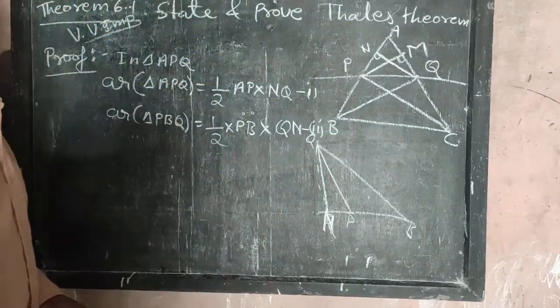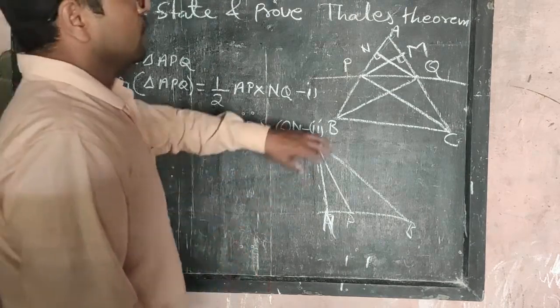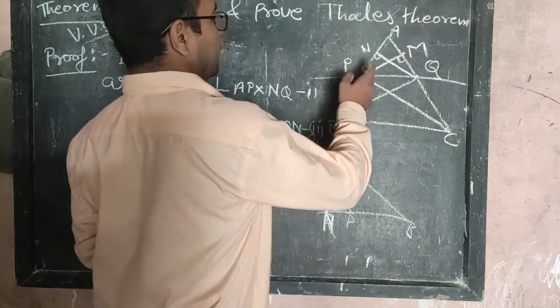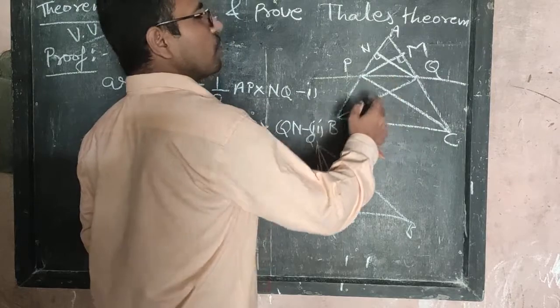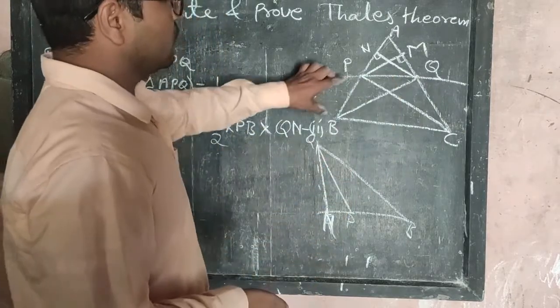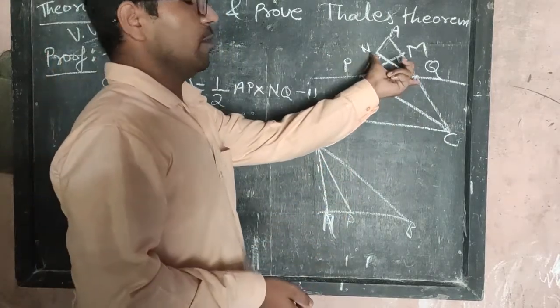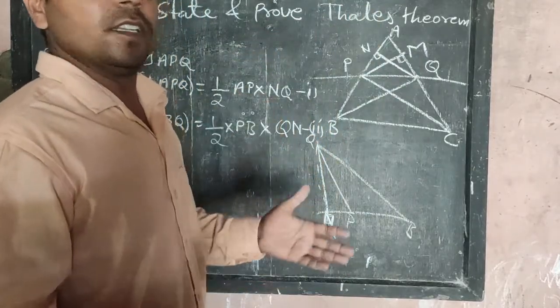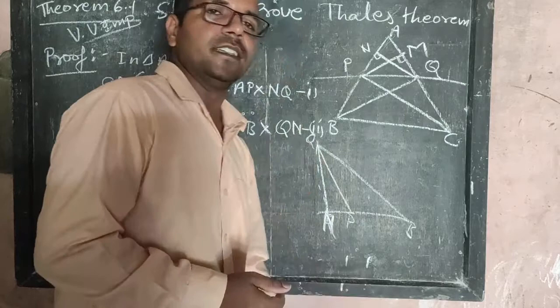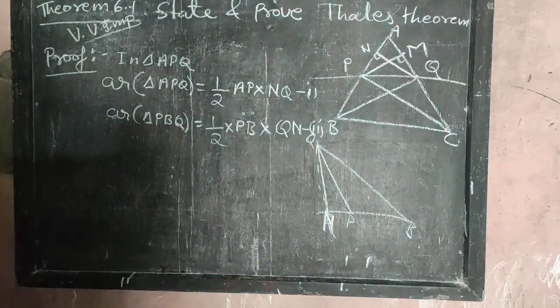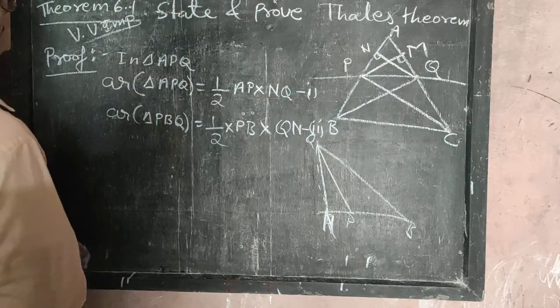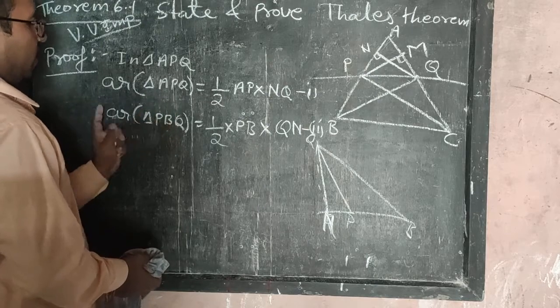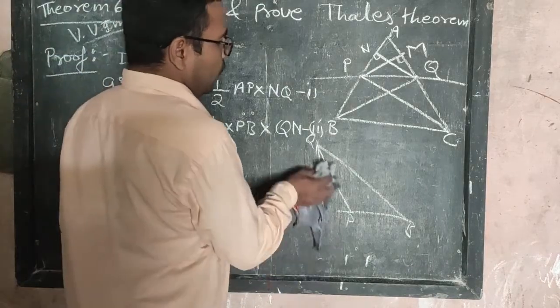So now students, I hope you have understood this. In triangle PBQ, 1/2 base into height, this one will be your base and the height will be the same. You always have to take the perpendicular height. Don't take the slant height. Clear students? So now we have got the area of triangle APQ and the area of triangle PBQ.